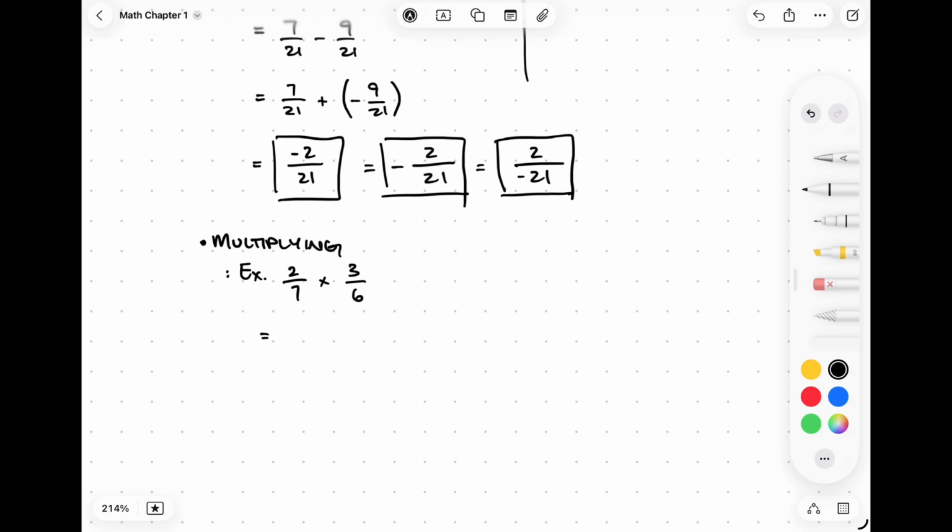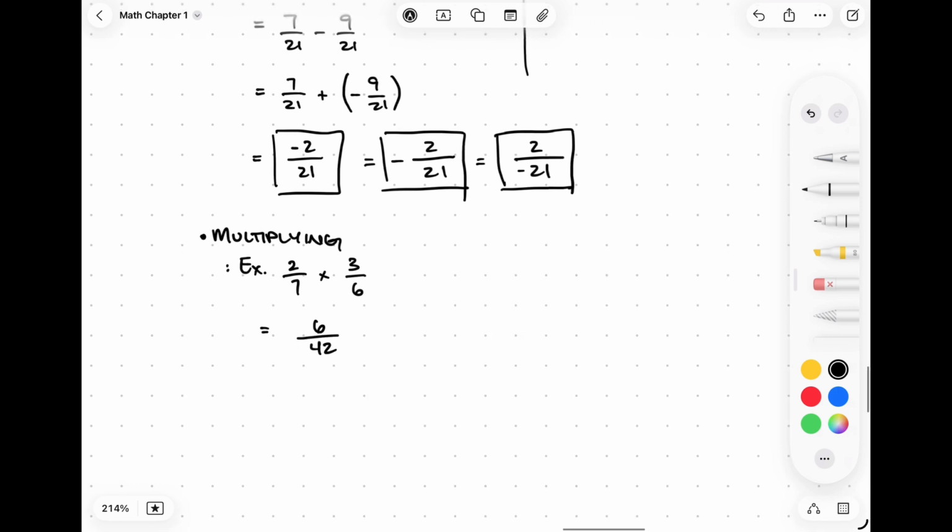And all you're simply going to do is multiply the top. So 2 times 3 is going to be 6. 7 times 6 is going to be 42. And you could simplify that if you want. So then it becomes 1 out of 7.